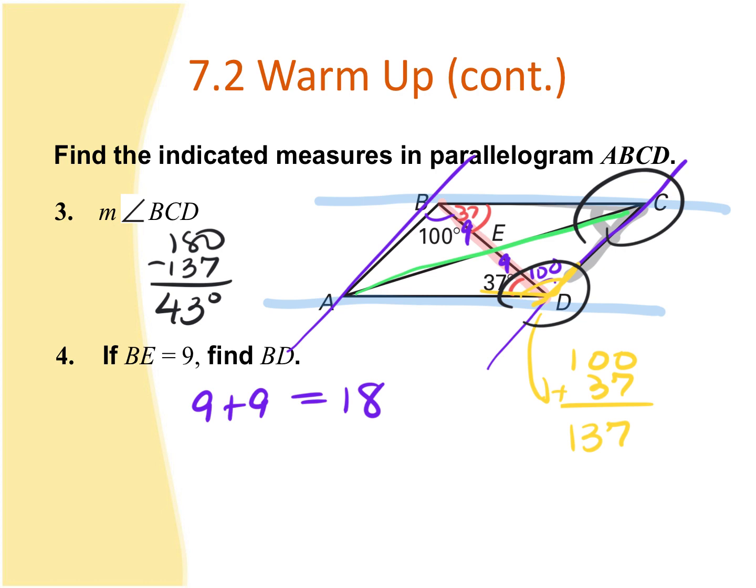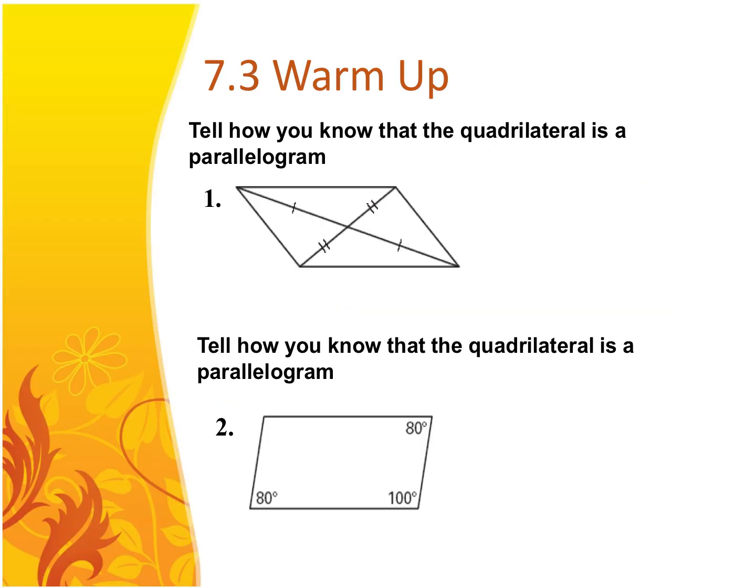Now on to 7.3. We learned 5 ways to prove that a quadrilateral is a parallelogram. Remember, we can use our converse of, so we could say that opposite sides are congruent. If we can show that both pairs of opposite sides are congruent, then we can use that converse. Or if I show that both pairs of opposite angles are congruent, I can use that converse, the parallelogram opposite sides converse. I could also show the parallelogram diagonals converse if I can show that the diagonals have been bisected. And that's what's happening here.